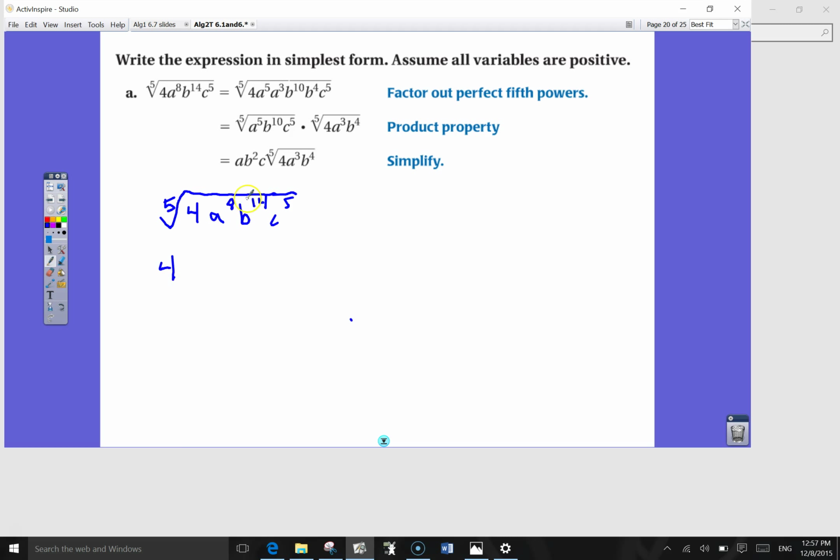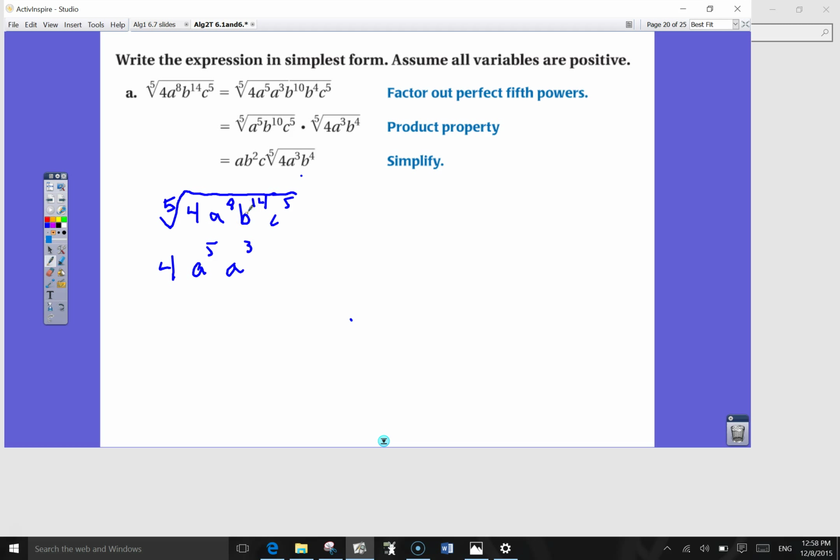Okay, a to the 8th. 8 divided by 5, the index, doesn't go evenly. So I'm not going to be able to take out all the a's. Well, let's think. What's the most a's that I could take out? Which is like saying, what's the greatest multiple of 5, the index, that's less than 8? And the answer is 5. So let's take this a to the 8th and make it a to the 5th and a to the 3rd. We know by properties of exponents that's the same thing. 5 plus 3 is 8.